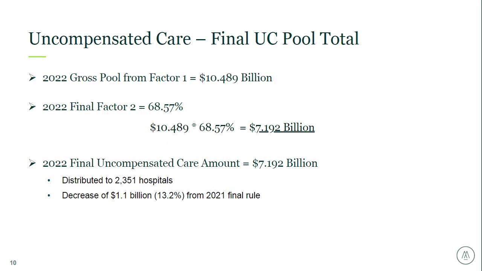And so to get to the final UC pool calculation, you then apply that 68.57% uninsured rate to the $10.489 billion Factor 1 to derive an uncompensated care pool of $7.192 billion. And that will be distributed to 2,351 qualifying hospitals. So this represents a decrease of over $1 billion compared to last year's final rule totals.